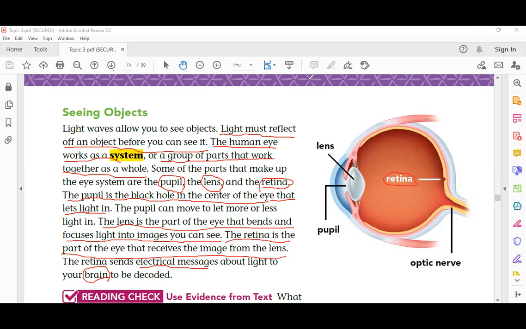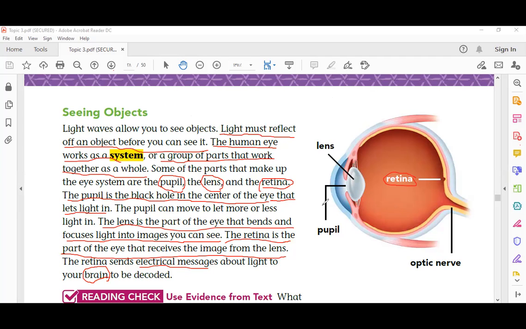Okay. So this is everything about your eyes, the structure of your eyes. Wait, Omar. How does your eye work? How does your eye help you to see objects around you?